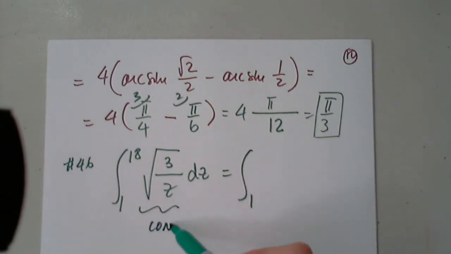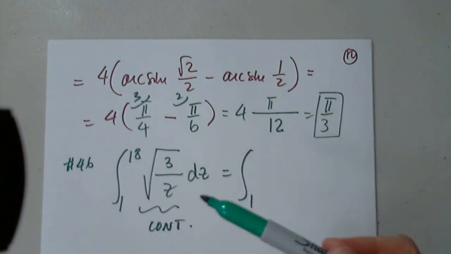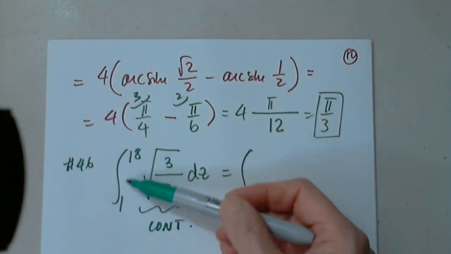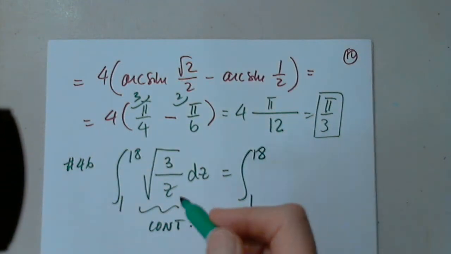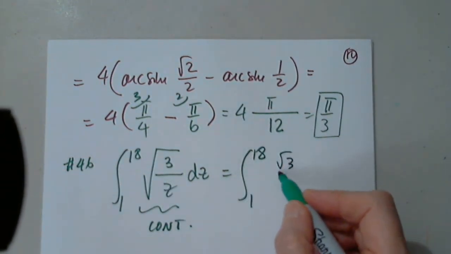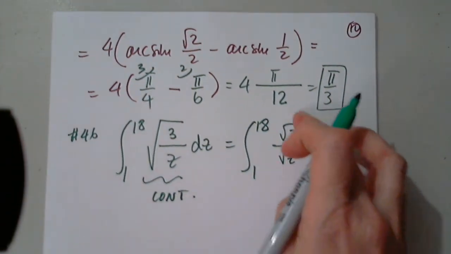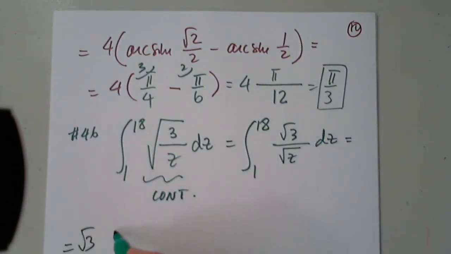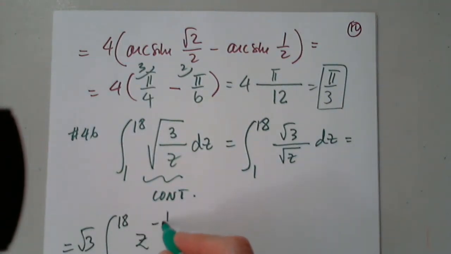I checked between 1 and 18. It's not continuous everywhere, I don't care. I only care if it's continuous on the closed interval [1, 18]. So 1 to 18, then I know that this is something like this. I see a constant, I get rid of it. I change this into z to negative 1/2.